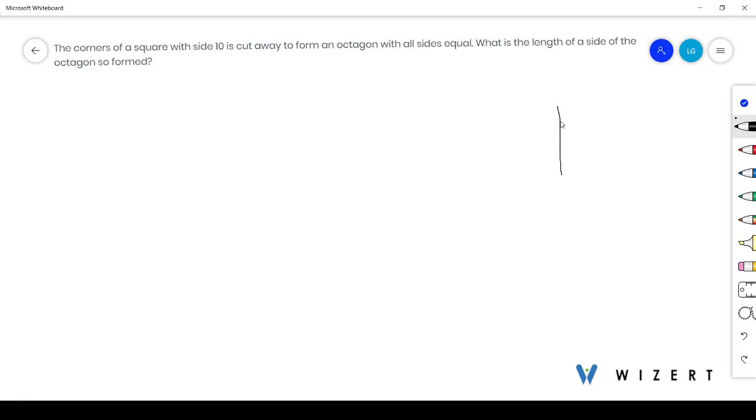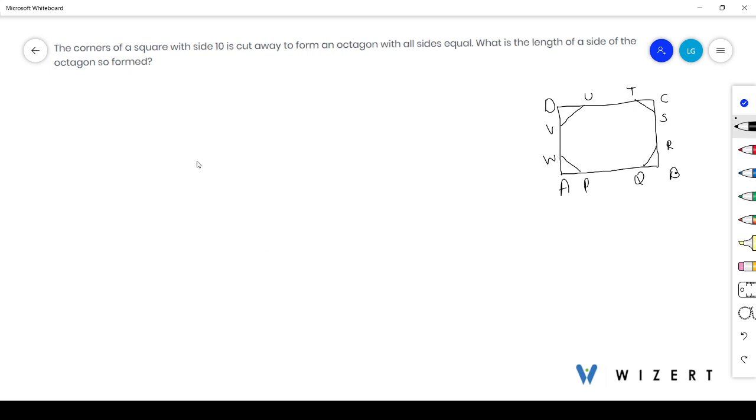Consider a square A, B, C, D. With these corners, let us make an octagon. Suppose these are P, Q, R, S, T, U, V, W.